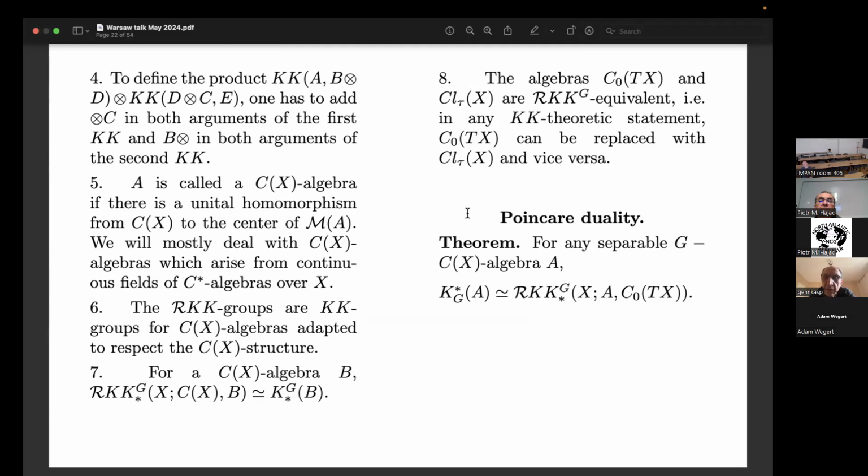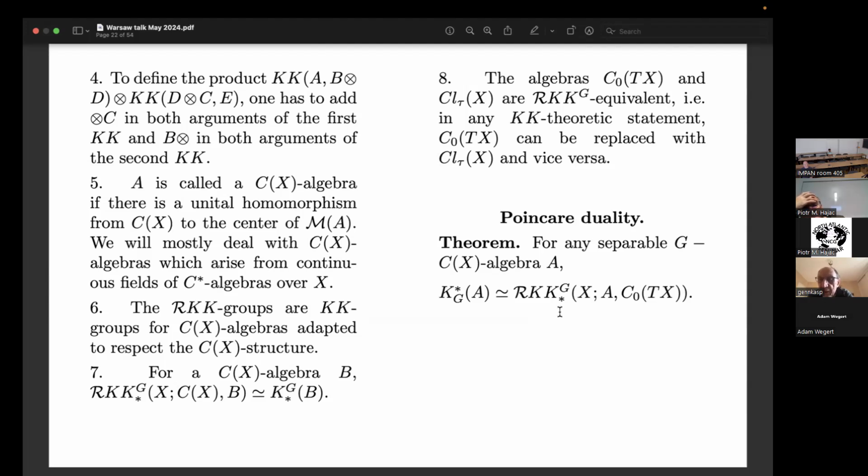Now let's go to the first theorem. The first theorem is what I call Poincare duality. It relates K-homology of A with this RKK of A, C0 of Tx. If A is C(X) and X is compact, then you can drop the C(X) because of this condition, and you get K-theory of T0 of X. This is what is usually called Poincare duality for compact manifolds.